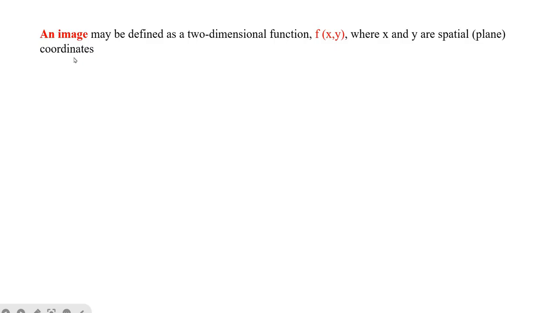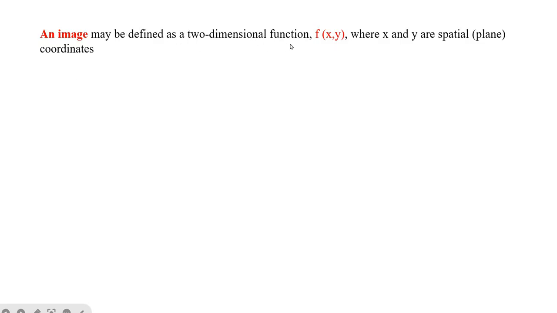According to the definition, an image may be defined as a two-dimensional function f of x, y, where x and y tell the position, that is the coordinates on the image, and f of x comma y gives the intensity, that is the brightness at that particular point. So an image is like a grid where each point has some brightness value. So that is nothing but an image.